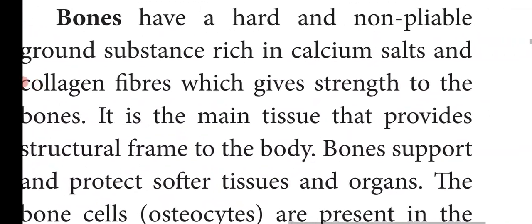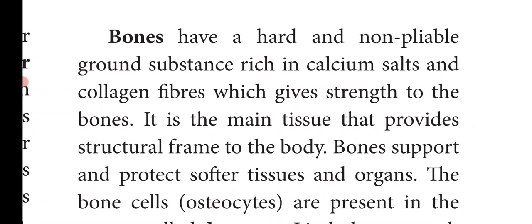Next we will see about the bones. Bones are hard and non-pliable, that is, they are non-flexible and very hard. They have a hard and non-pliable ground substance which is rich in calcium salts and collagen fibers which give strength to the bones. The bones are made up of calcium and phosphorus. It is the main tissue that provides the structural framework to the body, and bones support and protect the softer tissues and organs.